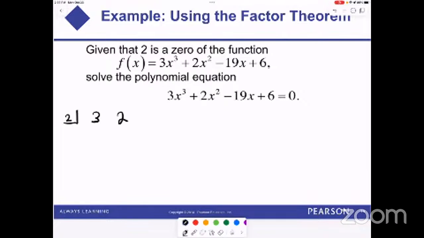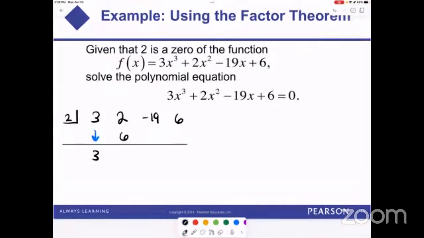Notice that every power is accounted for: power of 3, power of 2, power of 1, power of 0. So we don't need any placeholders. If we do synthetic division, again, we should get a remainder of 0. The first number just comes down. 3 times 2 is 6. 6 plus 2 is 8. 8 times 2, 16. If we add, that's -3, -6. Indeed, we do get our remainder of 0.